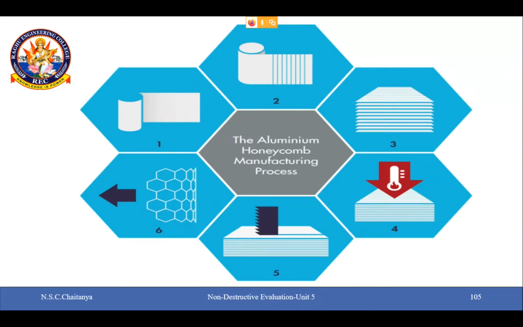So let us see the process of manufacturing of this honeycomb. Generally they are made of aluminum for your applications like your aerospace applications, and many applications generally they are having aluminum. So let us see the aluminum honeycomb manufacturing process, slide number 105. There is numbering given here. I'll just explain each numbering in the image what is happening here.